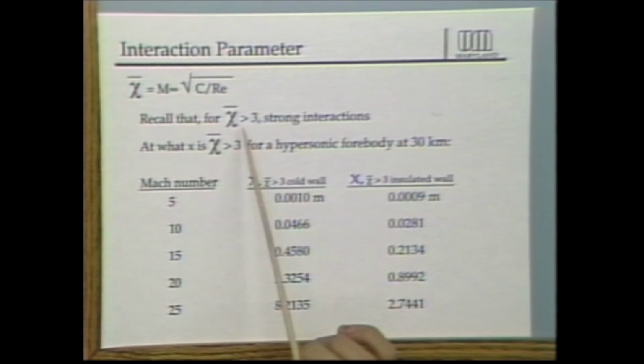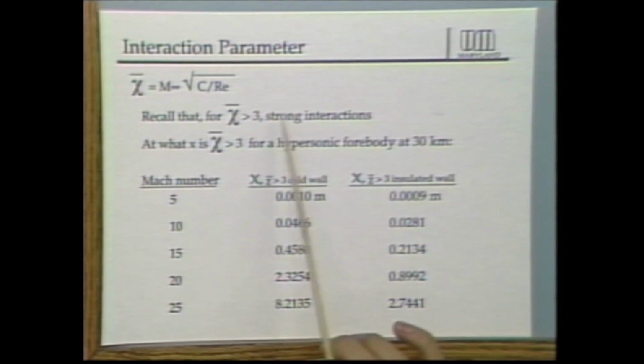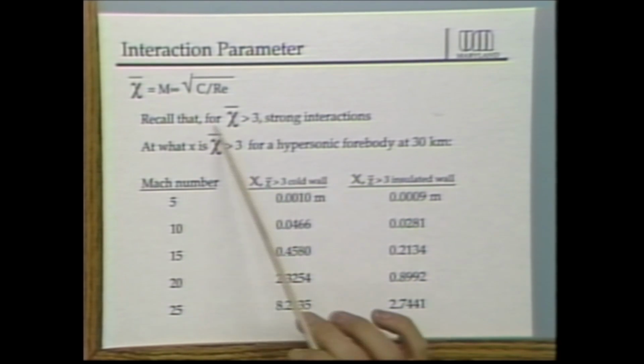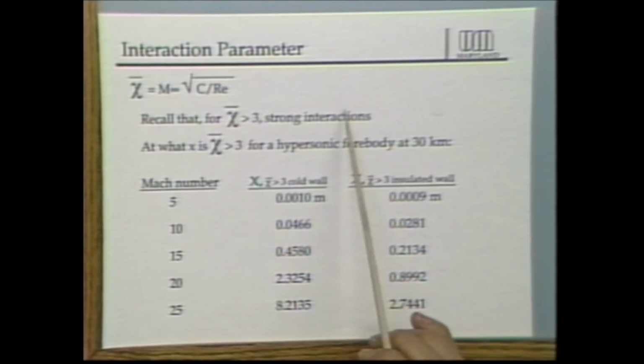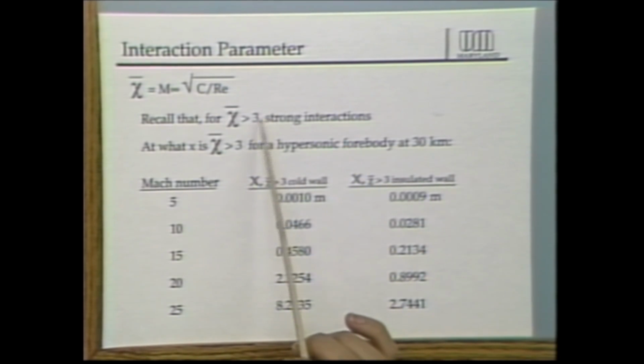Generally, it's assumed that if the interaction parameter, chi bar, is greater than 3, we're in the regime of strong interactions. Now, that's a rule of thumb. That's not a fixed number. And some people will say greater than 1 means we're strong interactions. But we can pick that value, chi bar greater than 3, to represent the cutoff point where we have to start worrying about these extra boundary layer considerations, strong interaction theory.